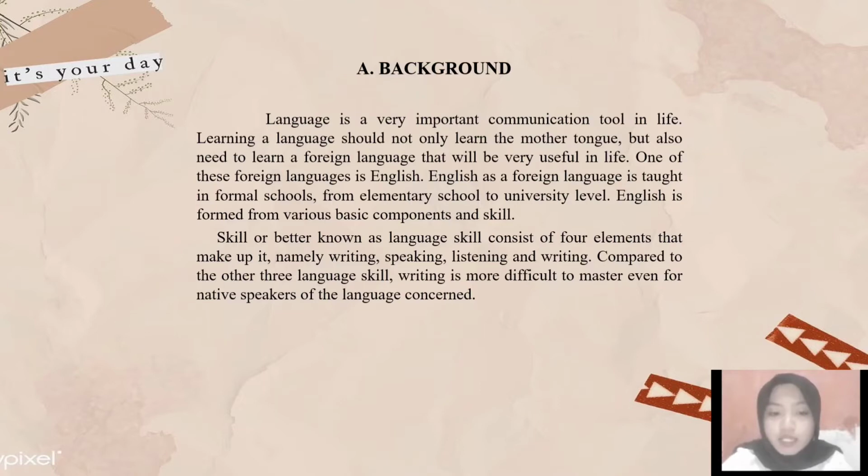The basic components are vocabulary, pronunciation, and sentence structure, which are very useful in getting to the next stage, namely skill. Skill, or better known as language skill, consists of 4 elements, namely writing, speaking, listening, and reading. These skills influence each other when used in communication. Writing is a form of manifestation of language skill and ability that is most recently mastered by language learners after listening, speaking, and reading skills.